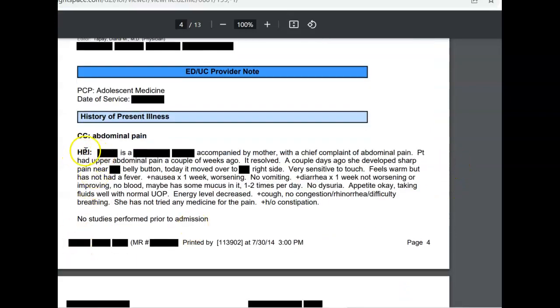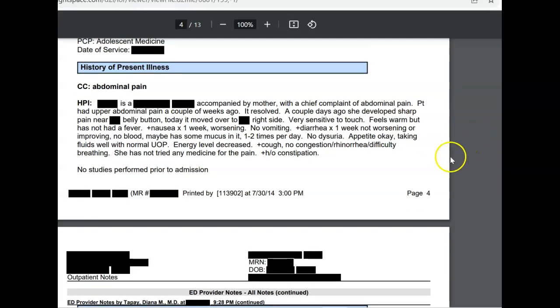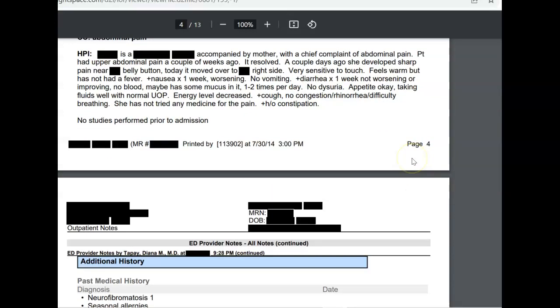Okay, so also if we go through, we start here with the HPI, history of present illness. Chief complaint was abdominal pain. So this patient came in with the mother. They're having sharp pain near the belly button, moved over to the right side, sensitive to touch, does not have a fever, nausea times a week, worsening, no vomiting, diarrhea. Okay.